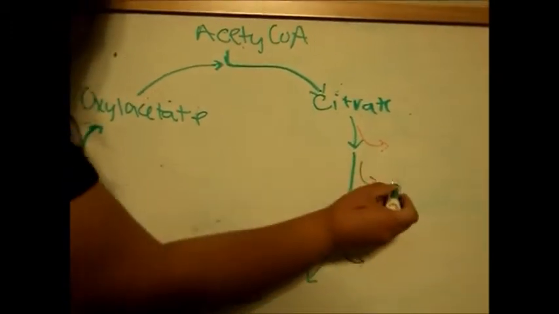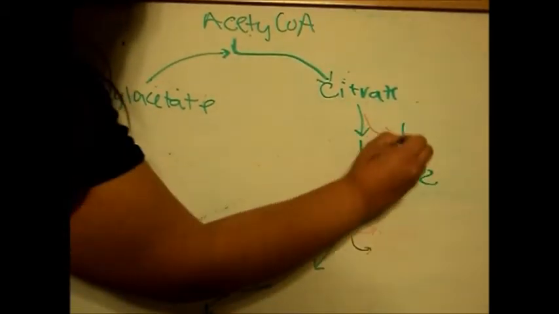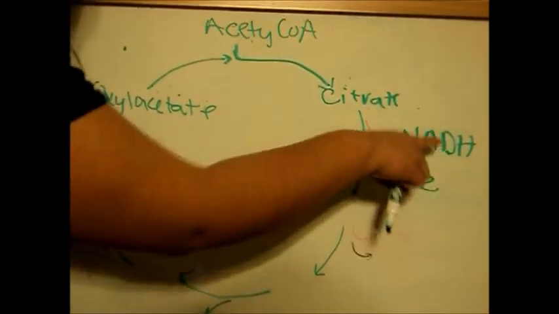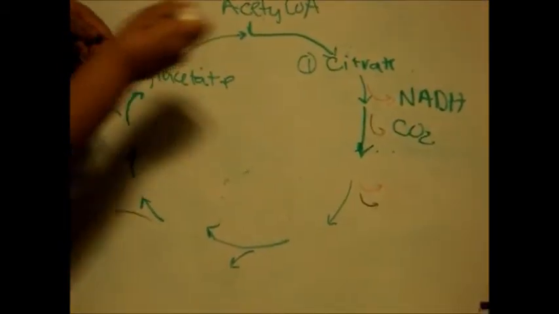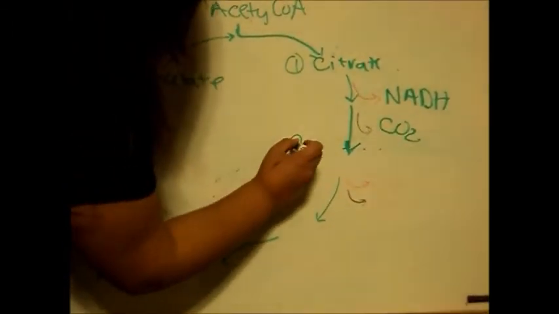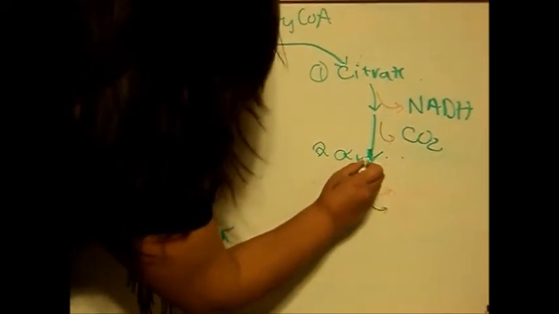In this process, carbon dioxide is then oxidized out of the process, as well as NADH, which is an electron carrier. So after step 1 occurs, which would be citrate or citric acid, and NADH leaves the process, as well as carbon dioxide is oxidized, it creates step number 2, which would be alpha ketoglutarate.